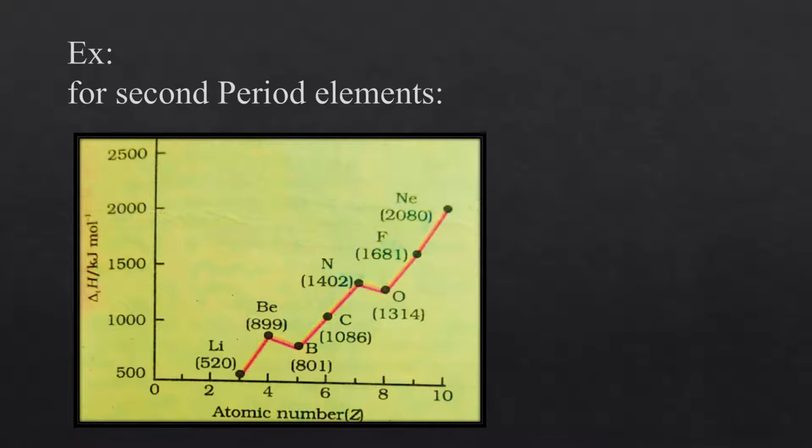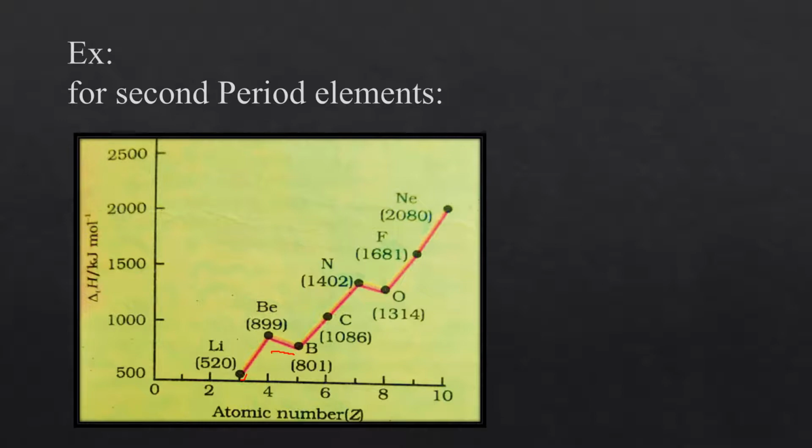Suppose we are moving from lithium to beryllium. So we can see here there is an increase in the ionization enthalpy because of increase in the atomic number. But in this case there occurs a difference in the ionization enthalpy, as boron should have high ionization enthalpy according to higher atomic number, but here beryllium has the higher ionization enthalpy than boron. Now the reason behind this is the stable electronic configuration of beryllium.